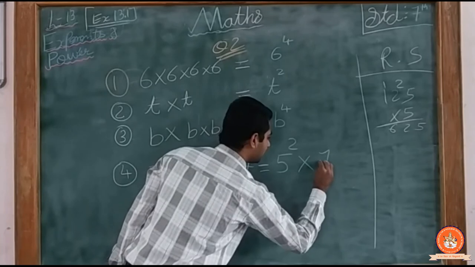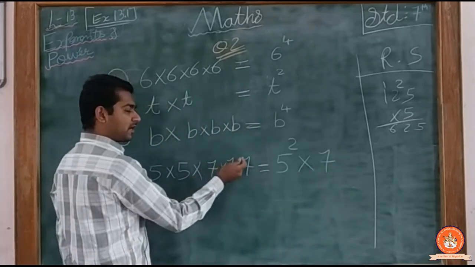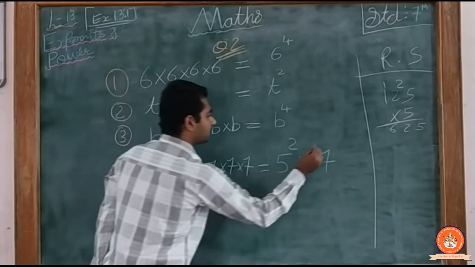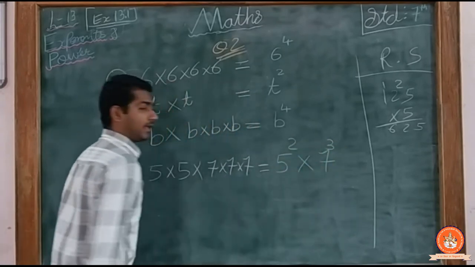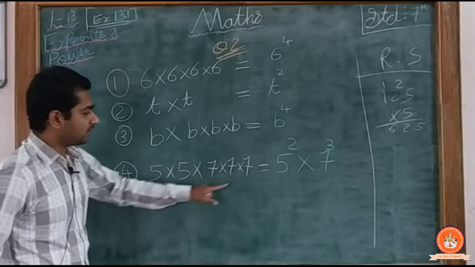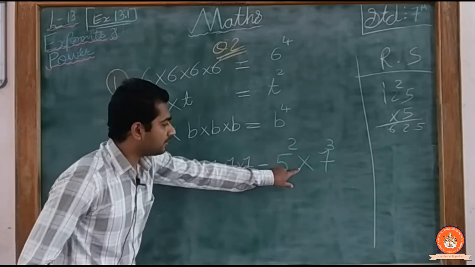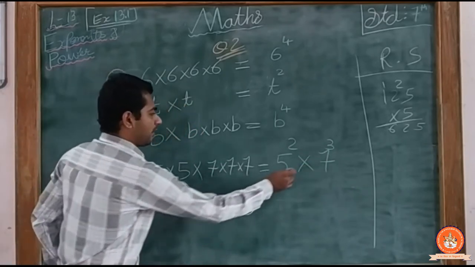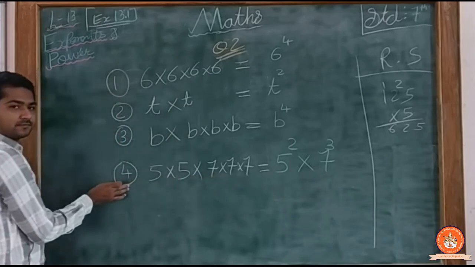So we will write 7. How many sevens are multiplied here? 1, 2 and 3. 7 is multiplied 3 times. So this is my answer for this question: 5 raised to 2 multiplied by 7 raised to 3. If I want to expand this, it will become like this.